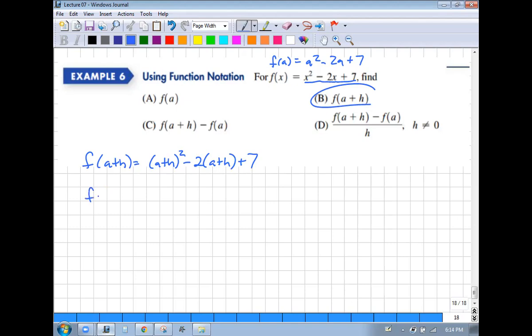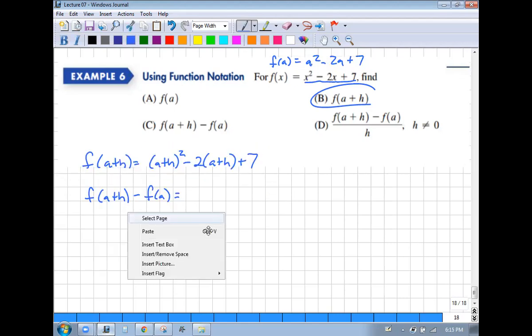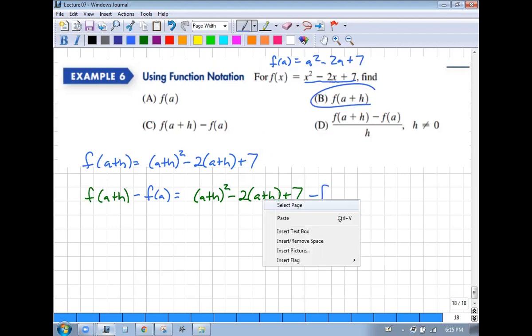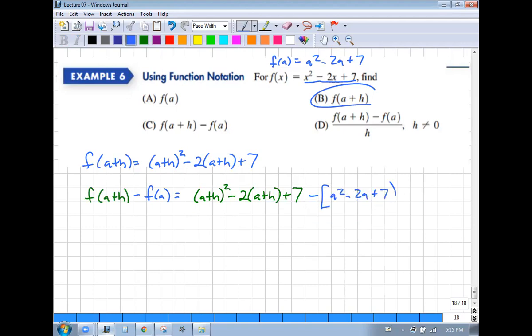So f of a plus h minus f of a. So here's my f of a, right? And here's my f of a plus h. This would be my f of a plus h. Here, I'll make it green. And then I have minus f of a. Notice I'm putting some parentheses here, all right? Because we're subtracting all of f of a. Here is all of f of a. I need to subtract it. I need those parentheses so that that minus sign gets distributed, okay?